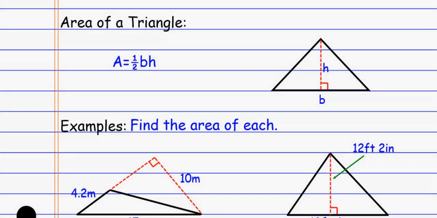Area of a triangle. The area of a triangle is 1/2 the base times the height, and hopefully that looks a little bit familiar. Remember, a parallelogram was base times height, and a triangle is 1/2 the base times the height. Well, that's because a triangle is half a parallelogram. That's where this formula comes from.